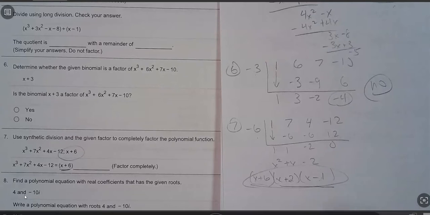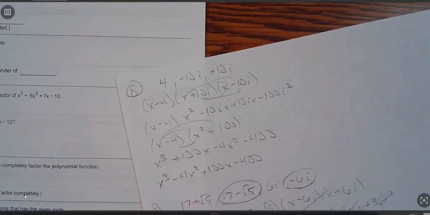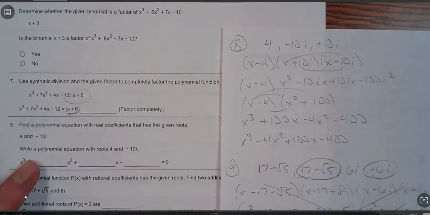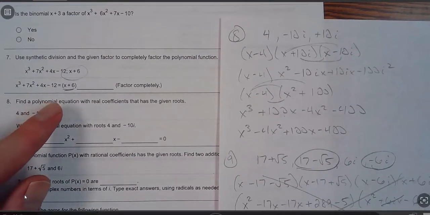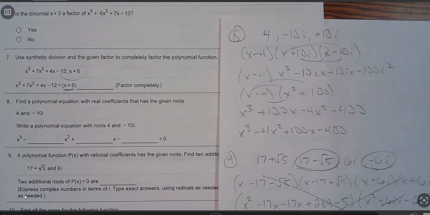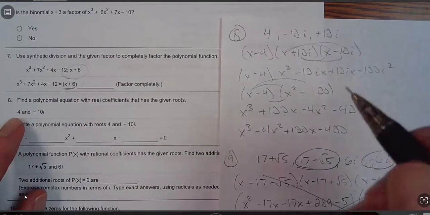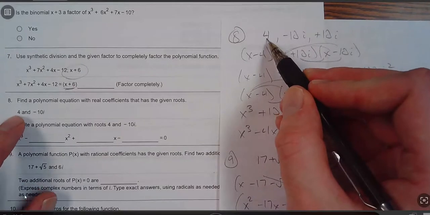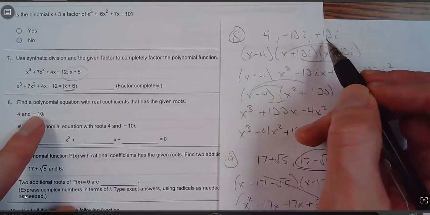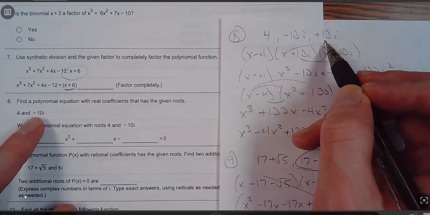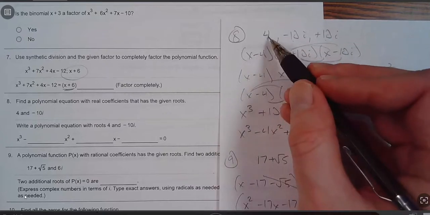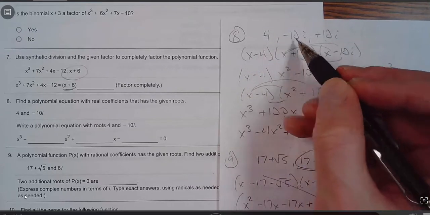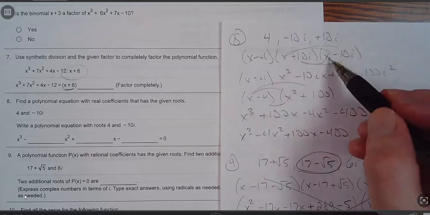So, there's 7. Let's go to number 8. Line these guys up. Number 8 says find a polynomial equation with real coefficients that has the given root. So if it has 4 for a root, that means 4 is one of them. If it has negative 10i for a root, that means positive 10i is also a root. And when you want to make it a polynomial, you've got to go x minus all those things. So x minus 4, x minus negative 10i, which is plus 10i, and then x minus 10i.